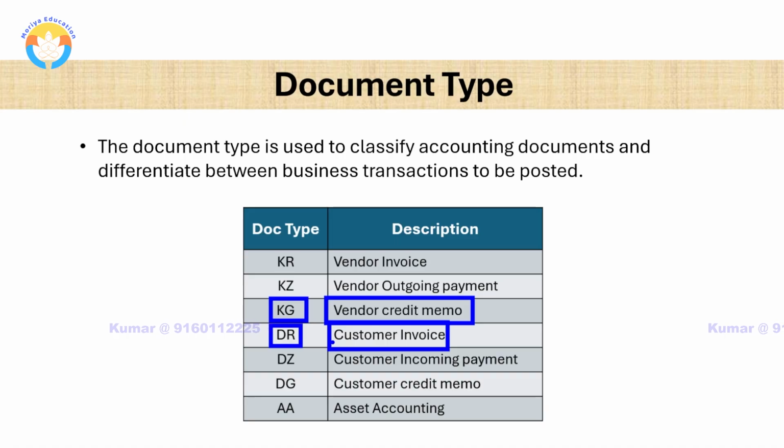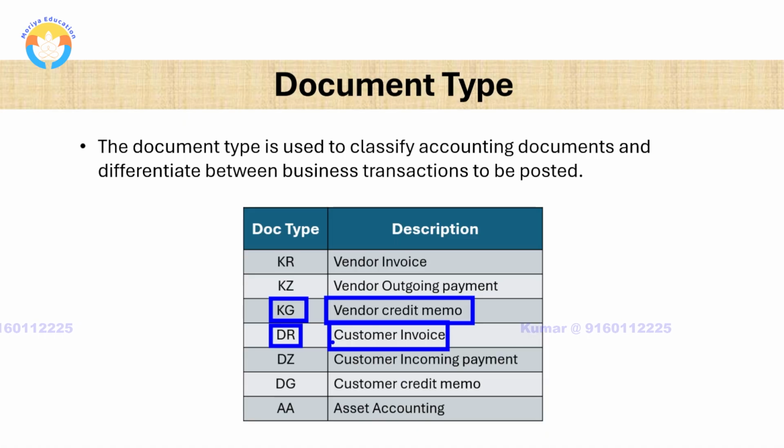DR. What is customer invoice? When we sell the goods, we have not received any amount, we just sold the goods. Customer came to us, he asked me the goods and he said, okay, I will pay you after 5 days. And he took the goods and he went. At that time, we need to give him the bill. That bill also needs to be posted in our system. That is called as customer invoice. And that is denoted with DR.